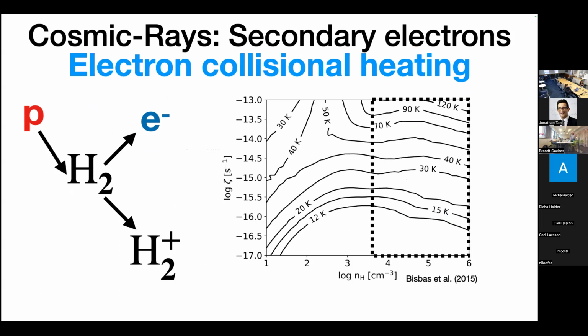So furthermore, when a cosmic ray proton, for instance, ionizes H2, it ejects an electron, and this electron can then provide energy into the gas. So I've shown here on the right, this is just the temperature of the gas. It's a function of the gas density and the ionization rate. And if you focus in on the dense gas, so say density of 10 to the 3 or higher, you see that the temperature is almost entirely determined by the ionization rate. So if you're in the dense gas regime, your ionization rate is crucial to determining your end gas temperature.